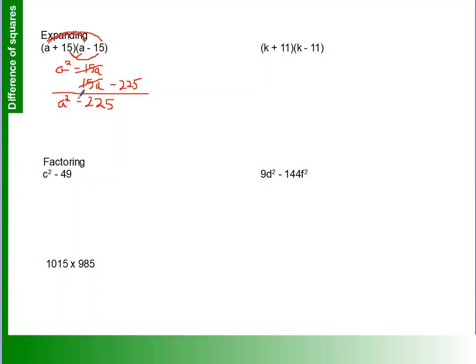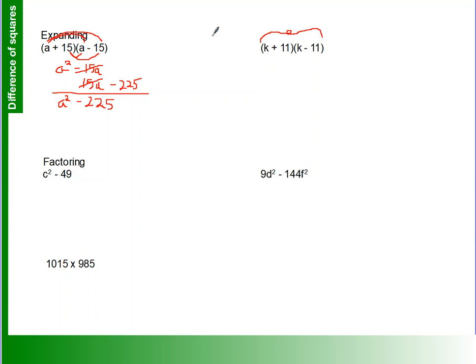Now, more complicated problems can have more variations, but we're just talking about simple expanding and factoring of a difference of squares. Well, what does that mean? In the factored form, we have the same terms, only one is adding and one is subtracting. We have a plus 15 and a minus 15. So if I look at my second problem, I have k plus 11 times k minus 11. I have the same terms, but I'm adding in one binomial and I'm subtracting in the other. Therefore, we have a difference of squares again.